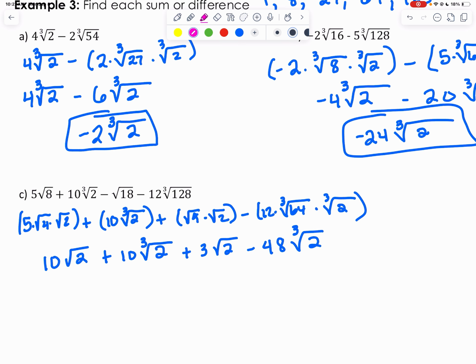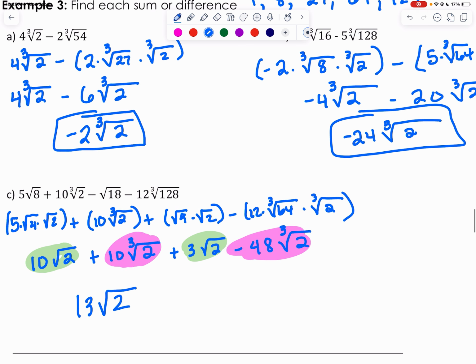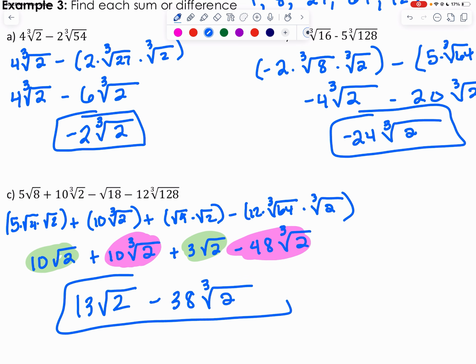Now let's identify our like radicals. I can combine 10 square root 2 with 3 square root 2, and that will give me 13 square root 2. Then I can combine 10 cube root 2 with negative 48 cube root 2, and that would give me negative 38 cube root 2.